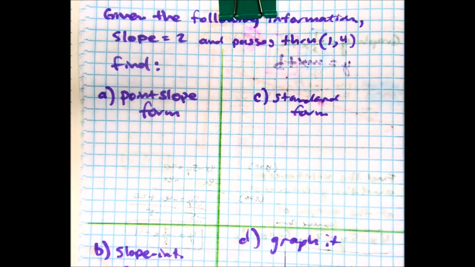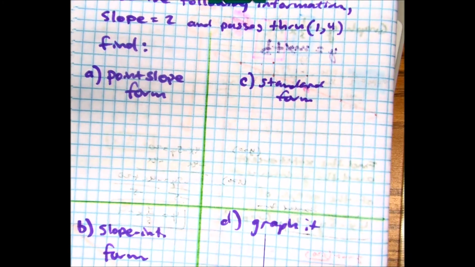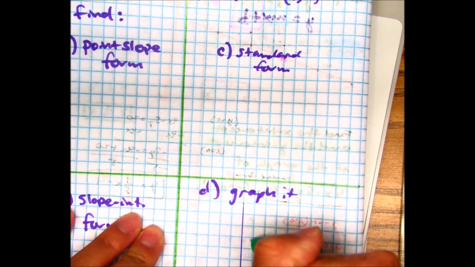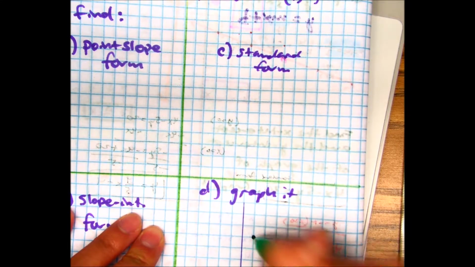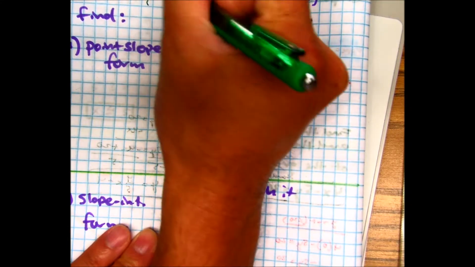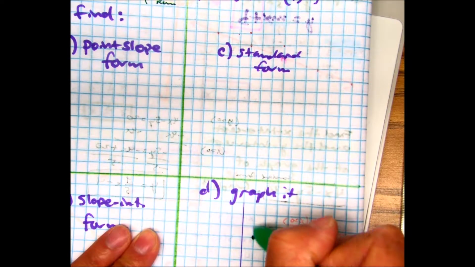Okay, so if I were graphing it, I would just graph it with the clues that they gave us, starting at (1, 4), right 1, up 4, and it has a slope of 2. 2 over 1 means you have a rise of 2 and a run of positive 1. Up 2, right 1. Up 2, right 1.